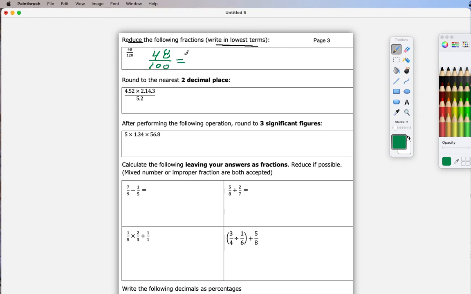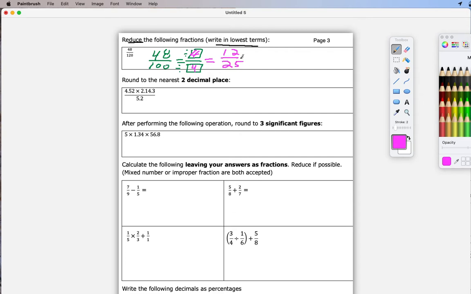We need to divide both of these numbers by the same number, divide 48 and 100 by the same number on the top and bottom. So can you think of a number you can divide both 48 and 100 by? Now I know they're both divisible by 2, but I would like to find a bigger number. So I'm going to try 4 and see what happens. So if I put 4 here and 4 here, 48 divided by 4 I know is 12. And 100 divided by 4 is 25.